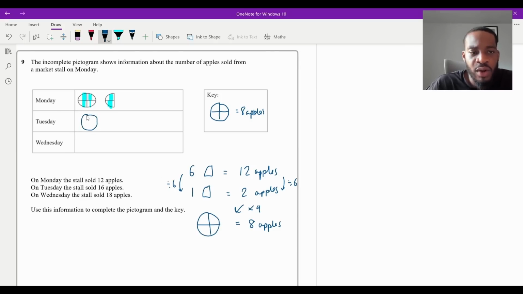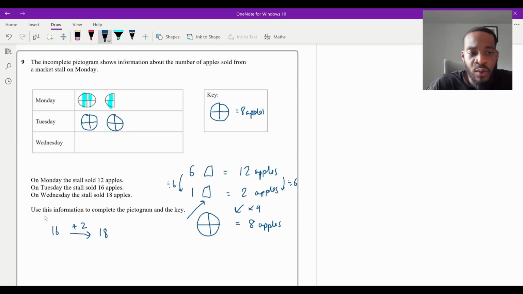So I've got 1 there, like that, and then another one like that. Okay. Now, on Wednesday, the store sold 18 apples, right? So on Tuesday, there were 16, right? On Wednesday, there were 18. That's just 2 more, isn't it? Right? So how do we represent 2 apples? Well, 2 of them is just equal to 1/4, isn't it?